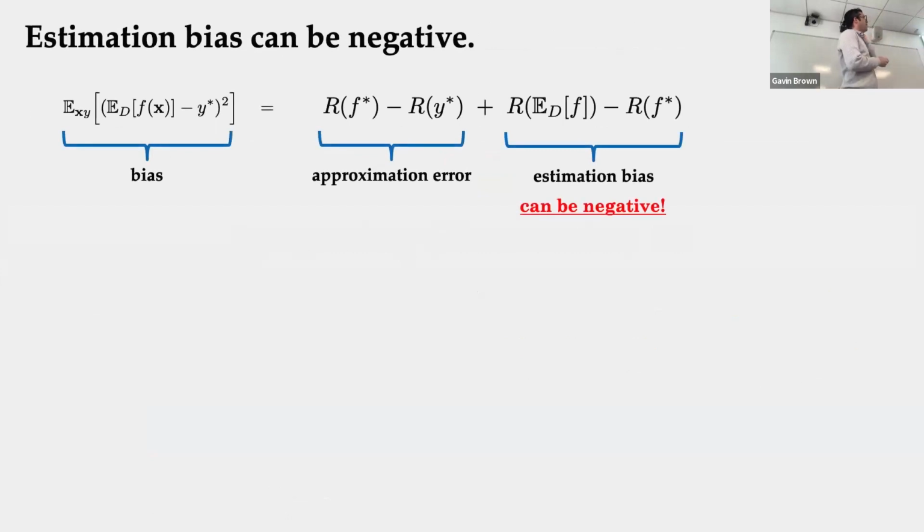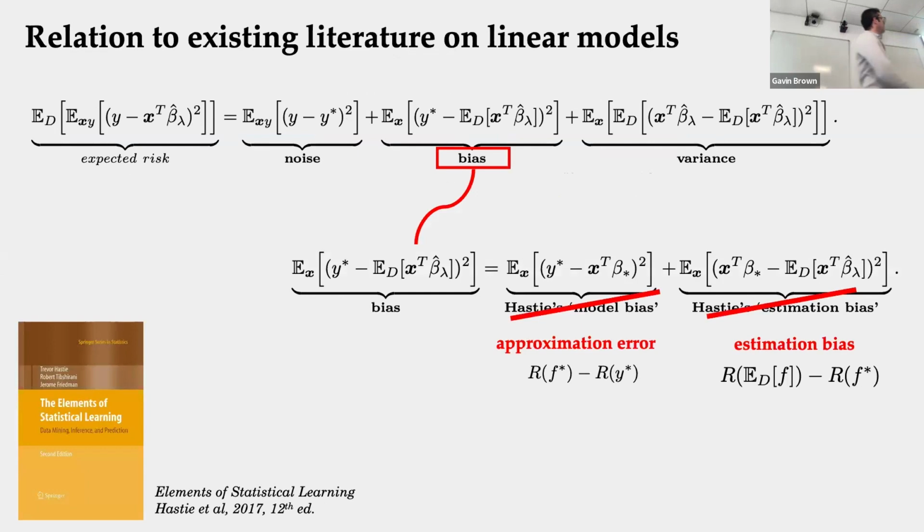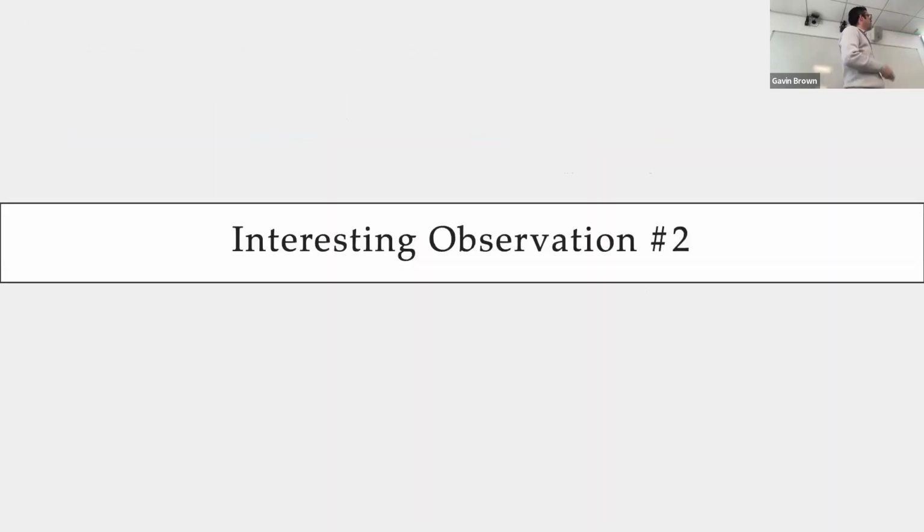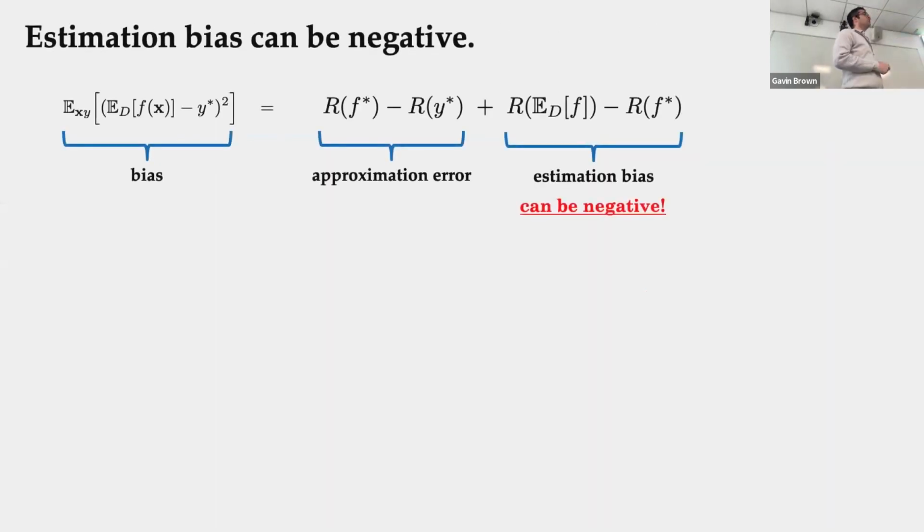The estimation bias can be negative. Now, this was something I mentioned early in the session. If I have squared loss, clearly this second term, the one that Hasty pointed out, is non-negative because it's a squared loss, right? So it has to be non-negative. In general, it turns out that this second term within the bias can be negative.